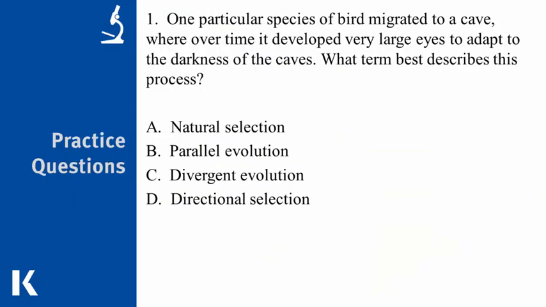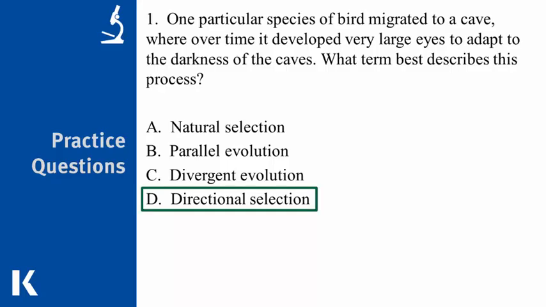Now that we have looked at a few examples of evolutionary theories, let's try a practice question to get you ready for test day. This question is asking you to think about the different theories presented in this video, and use them when thinking about how these birds adapted to their environment. The answer is D, directional selection.